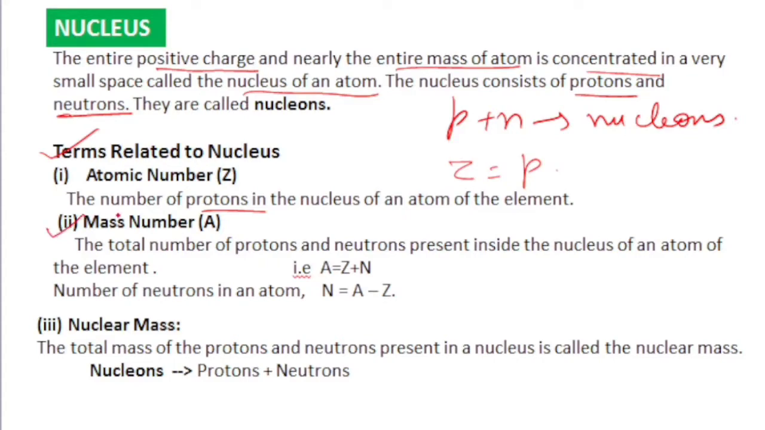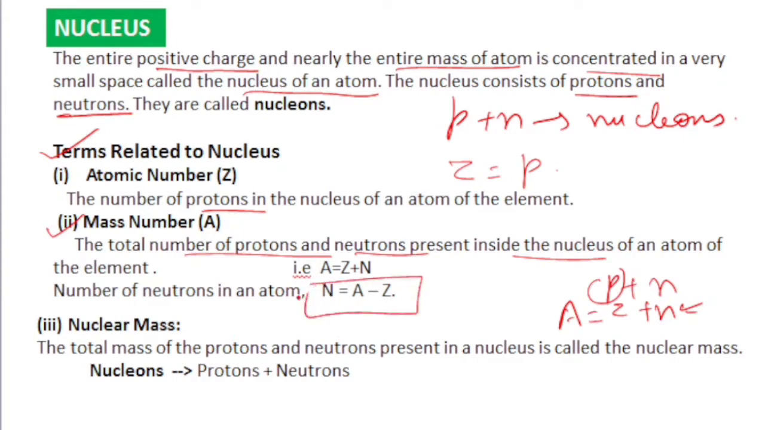Now next, mass number. Mass number is the total number of protons and neutrons present inside the nucleus of an atom. Total number of protons and neutrons, and the number of protons is what? Atomic number, Z, plus N. So this Z plus N is called mass number, represented by A. So A equals Z plus N, and from this formula you can easily find the number of neutrons in an atom, that is N equals A minus Z, right?